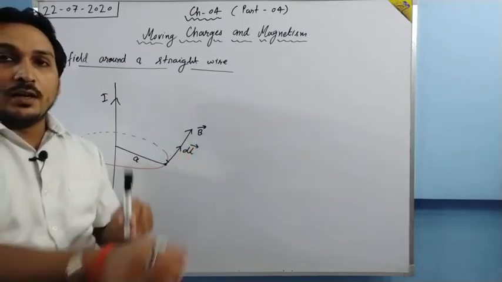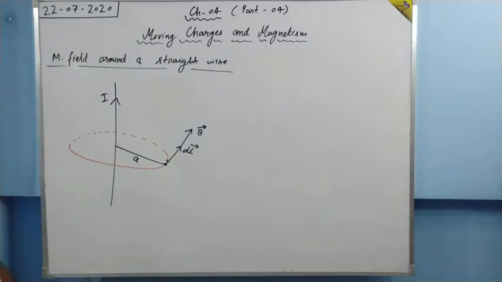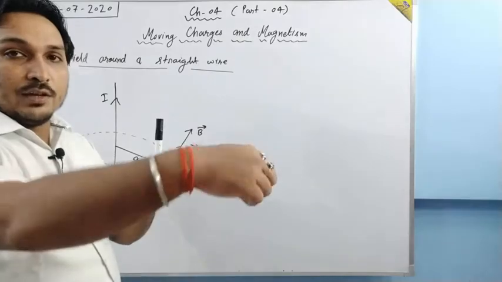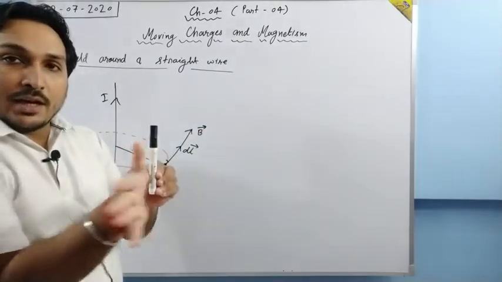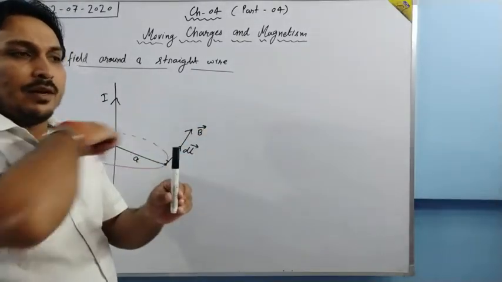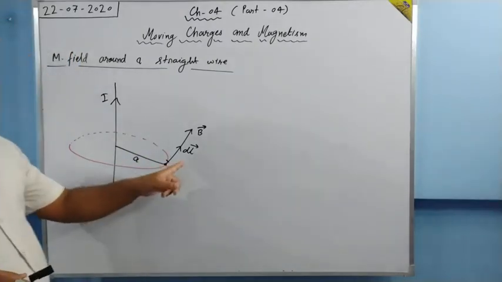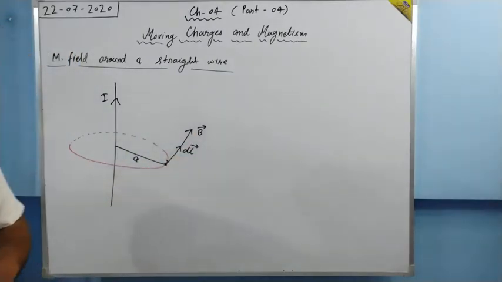So basically, as you can see, the wire was there. At this point, the direction of the length element is towards this side, and the magnetic field is also towards that side. It will happen at each point, each point on the circumference of the loop. So basically, dl and B are in the same direction.